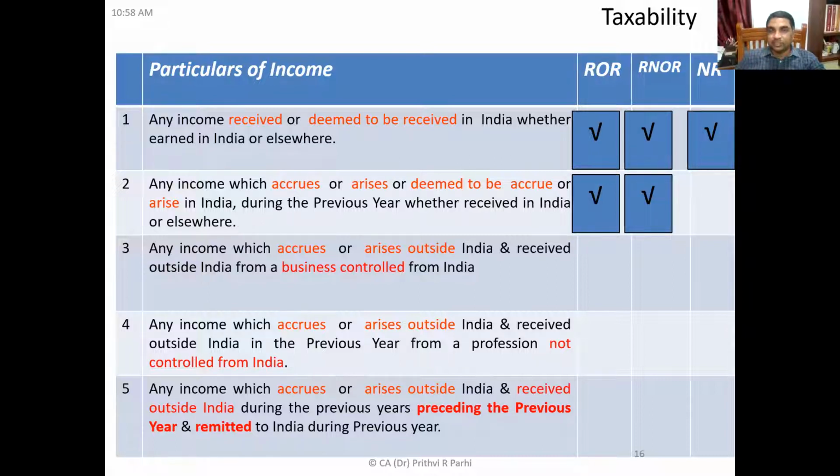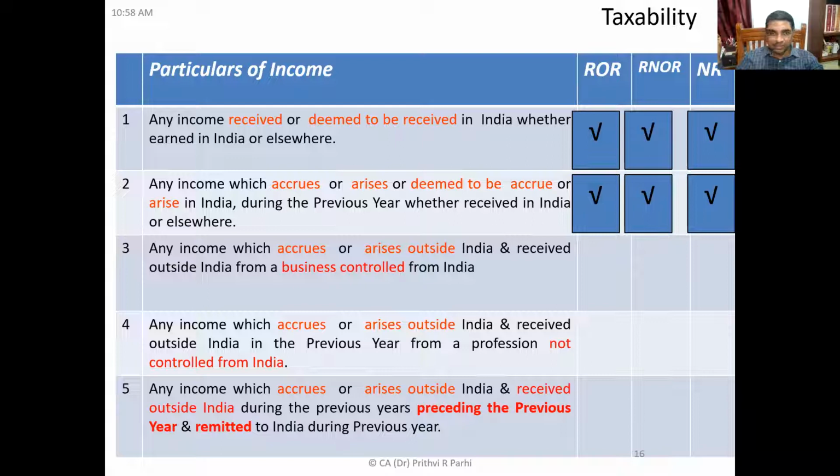Yes, sir. Yes, for non-residents also it's taxable. Okay. So here you have understood: income received in India, deemed to be received in India, income accruing or arising in India, deemed to accrue or arise in India. All are taxable for all. Is it clear to you?